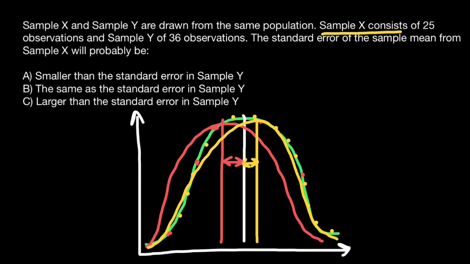Because sample X consists of 25 observations and sample Y of 36 observations, the standard error of the sample mean from the sample X will probably be, because sample X consists of fewer observations than sample Y, greater than in sample Y. So as you see, the correct answer is answer C. It's going to be larger than the standard error in sample Y.